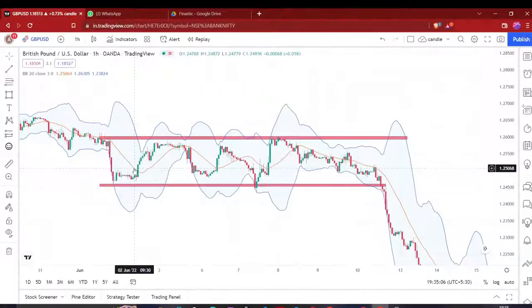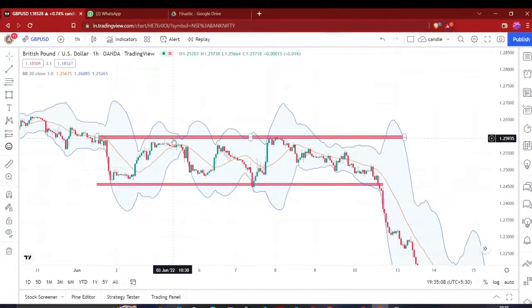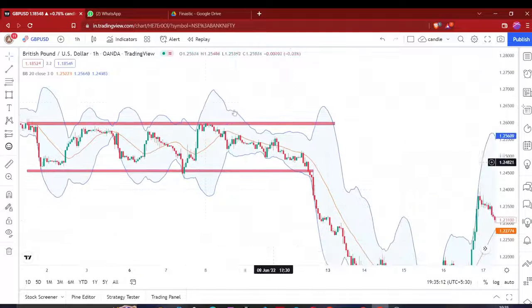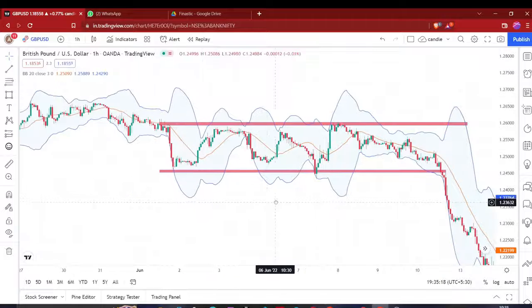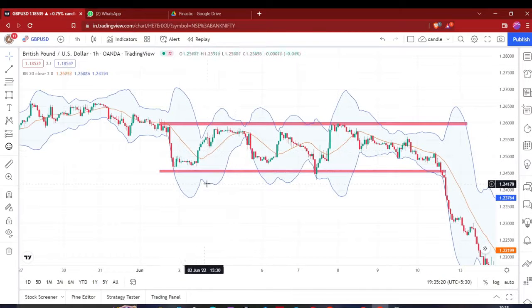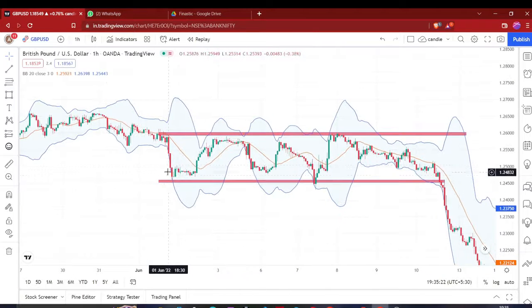Another example for the consolidation is here. This is also known as the squeeze strategy. We look for breakouts in this strategy. As you can see, there was a huge consolidation over here. Now, if you remember the first trading method, you have to buy at the lows of the Bollinger Band and sell at the top of the Bollinger Band. So that is the previous way of trading this.